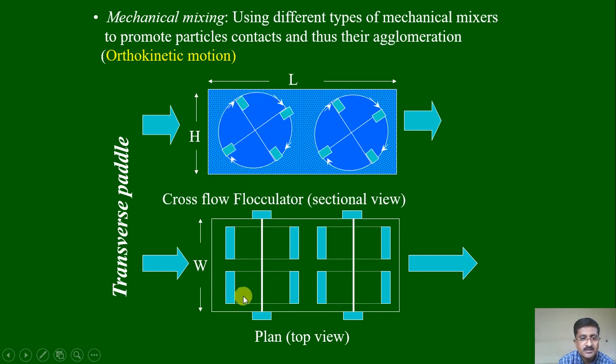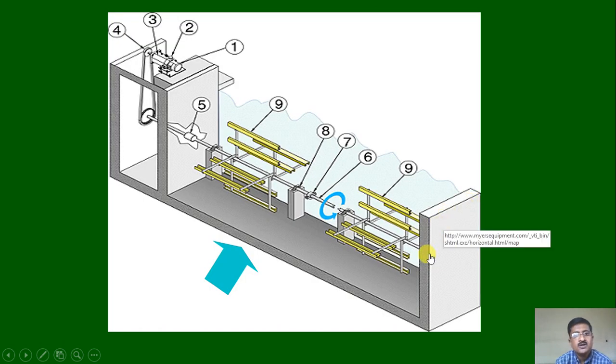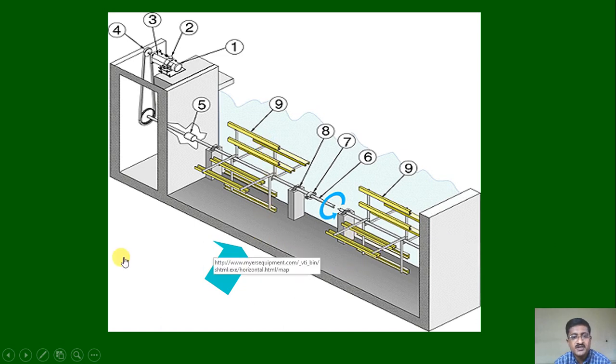Now you can see in the plan, the paddles are like this, and these are called the transverse paddles, which are giving the stirring action to the water. This is the isometric view of these paddles. The paddles can be designed like this so that the agglomeration of the particles can be achieved.